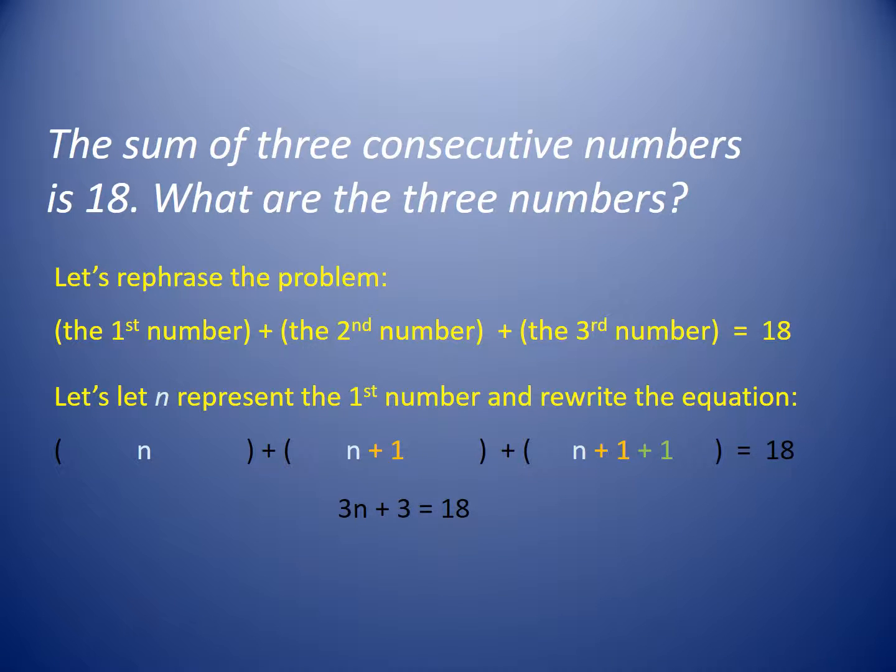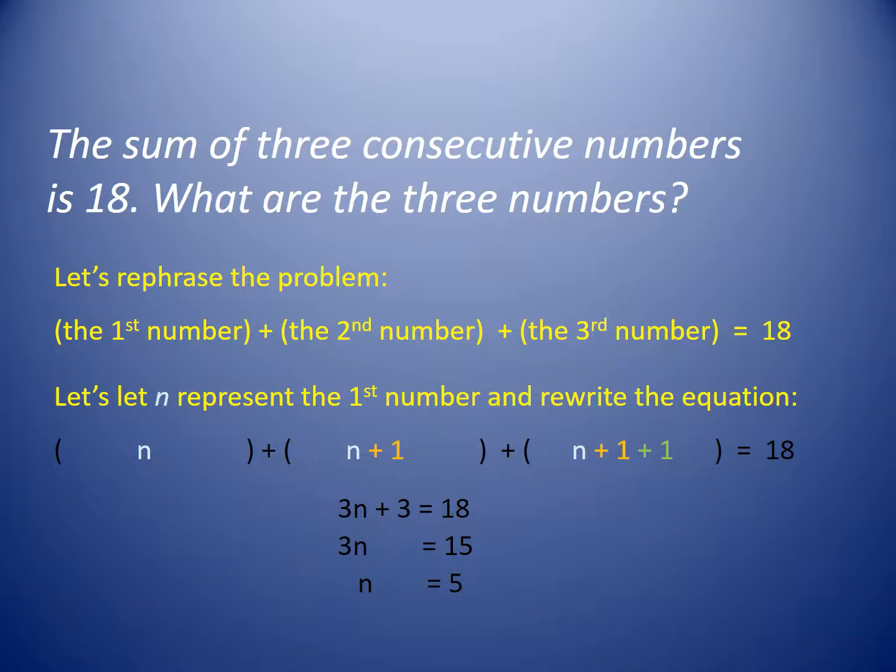Now we have a pretty simple equation. We have n plus n plus 1 plus n plus 1 plus 1 equals 18. So we can combine like terms here. We can add the 3 n's and get 3n. And then we can add the 3 1's together and get plus 3. So now we can write the equation as 3n plus 3 equals 18. Subtracting 3 from both sides gives us 3n equals 15. And finally, dividing both sides by 3 gives us n equals 5.